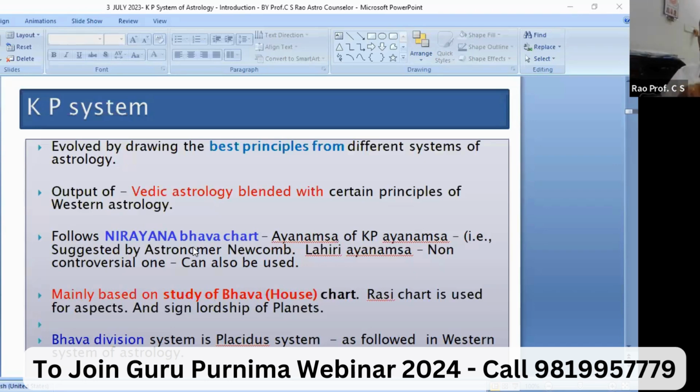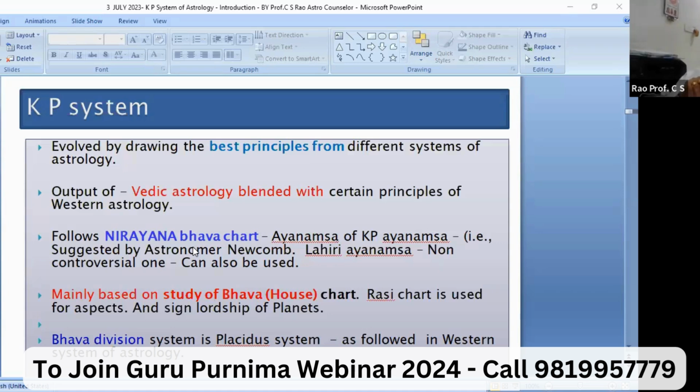This is again an astronomical exercise, not a problem. It's an astronomical exercise like that. So that difference is the ayanamsa, and both will coincide once in a way. The last time it coincided was around 280 AD, according to some astronomers.